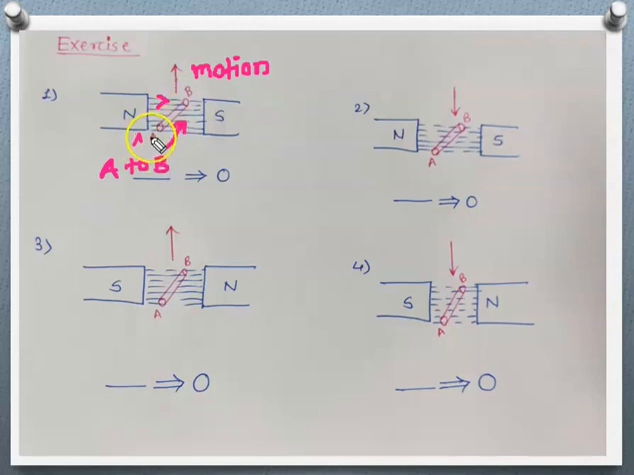The A end is pointing towards us, so the current is flowing into the slide, or into this paper. So that means A to B. The direction of induced EMF is from A to B. It is indicated by a cross.